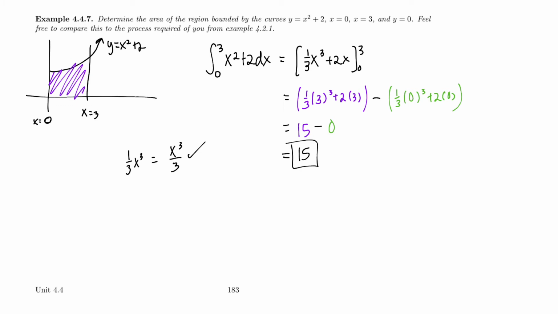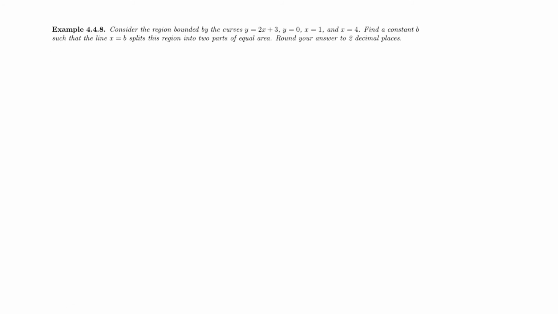All right, cool. Excellent. So let's move on to the next page then. Oh, we put in a new example here. The notes got updated from the last time that I used them, so let's try this one. Consider the region bounded by the curves y equals 2x plus 3, y equals 0, x equals 1, and x equals 4. Find a constant b such that the line x equals b splits the region into 2 parts of equal area, and then round your answer.